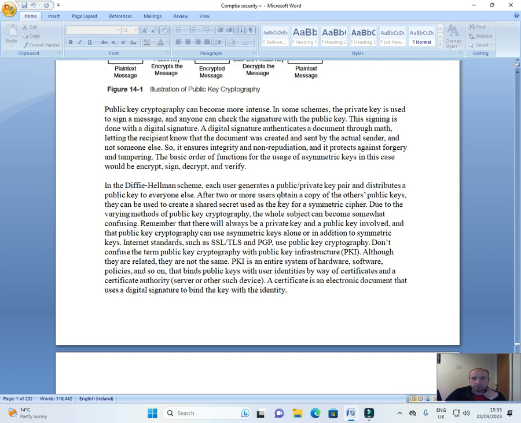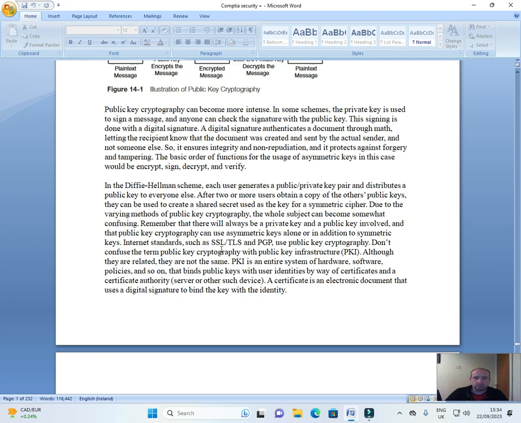In the Diffie-Hellman scheme, each user generates a public-private key pair and distributes a public key to everyone else. After two or more users obtain a copy of the other's public keys, they can be used to create a shared secret used as the key for a symmetric cipher. Due to the varying methods of public key cryptography, the whole subject can become somewhat confusing. Remember that there will always be a private key and a public key involved, and that public key cryptography can use asymmetric keys alone or in addition to symmetric keys.